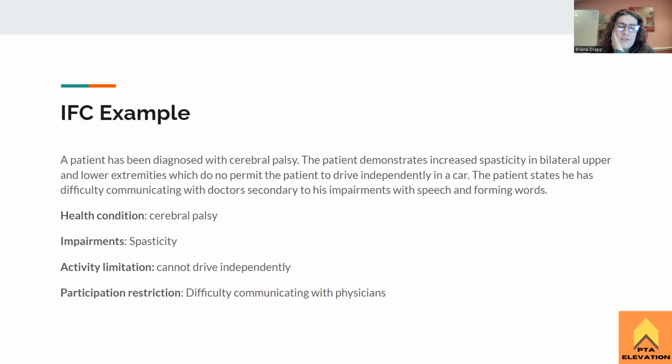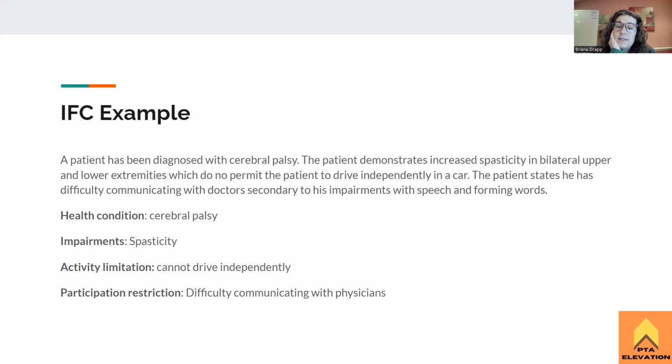Okay, so our example of this would be a patient has been diagnosed with cerebral palsy. The patient demonstrates increased spasticity in bilateral upper and lower extremities, which do not permit the patient to drive independently in a car. The patient states he has difficulty communicating with doctors secondary to impairments with speech and forming words. So our health condition in this case would be the same as our pathology in the other model. Our health condition is cerebral palsy.